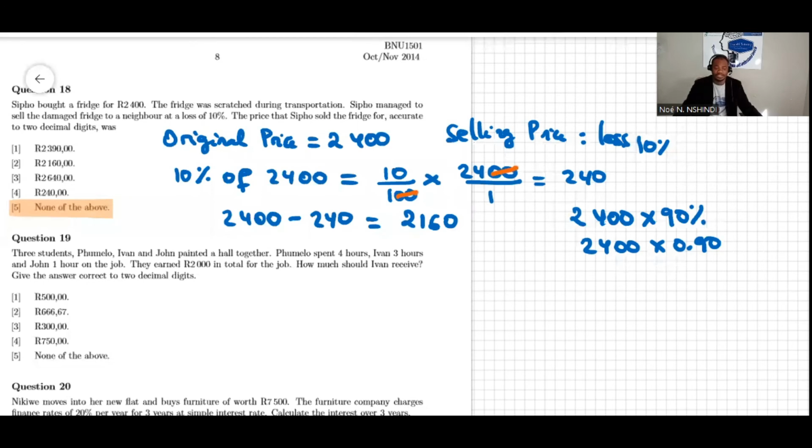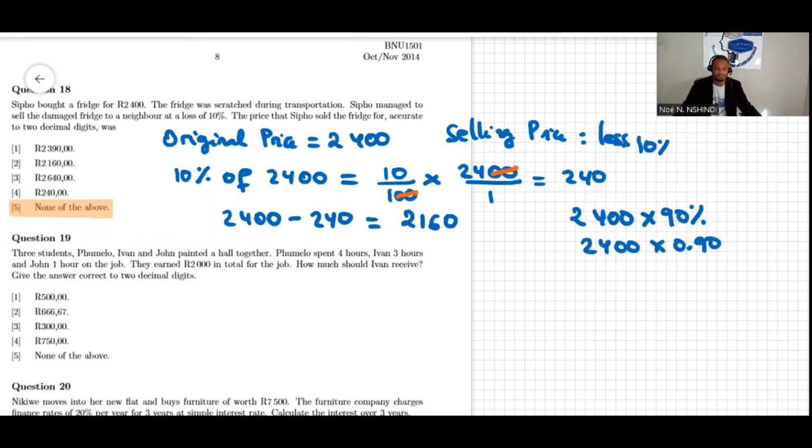Well, question 19 says 3 students, Pomelo, Ivan, and John painted a house together. Pomelo spent 4 hours, Ivan 3 hours, and John 1 hour on the job. They earned 2,000 rand in total for the job. How much should Ivan receive? Give the answer correct to 2 decimal digits.